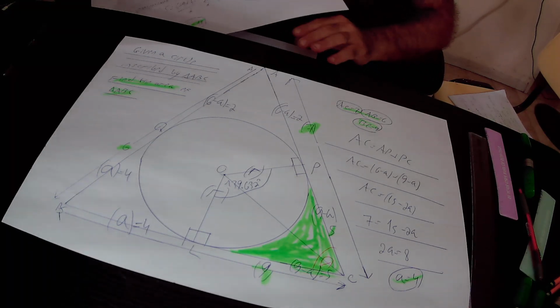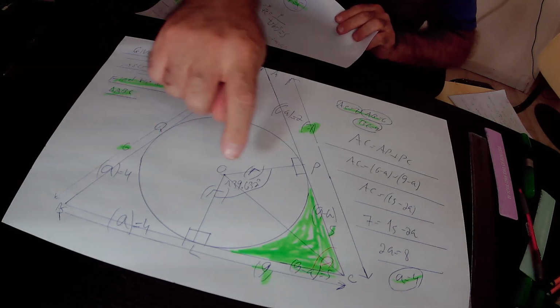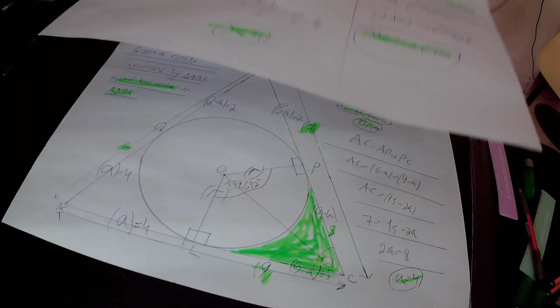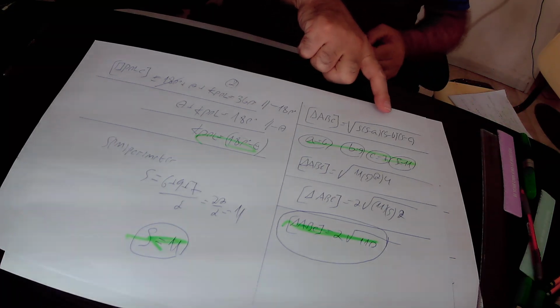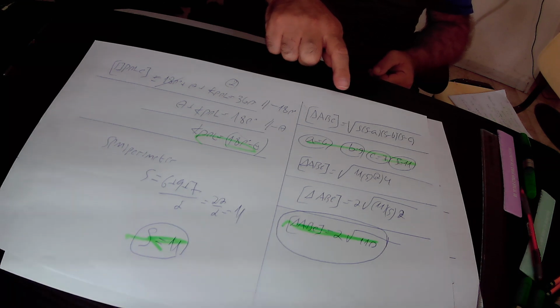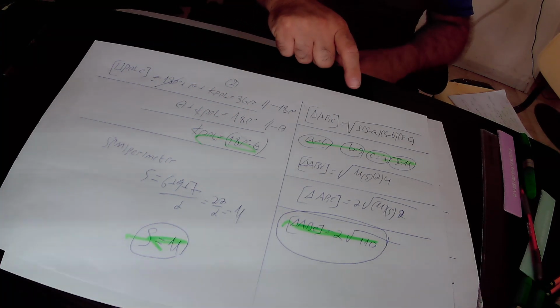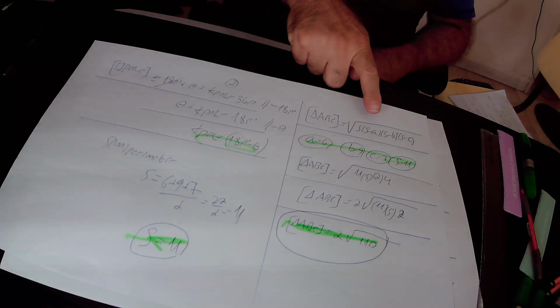The next step, we find the area of this triangle ABC according to a special formula. The area of triangle ABC equals the square root of S times S minus A times S minus B times S minus C. S is the semi-perimeter of the triangle, which in our case is 11. A, B, and C are the side lengths of the triangle ABC. In our case, A equals 6, B equals 9, and C equals 7.